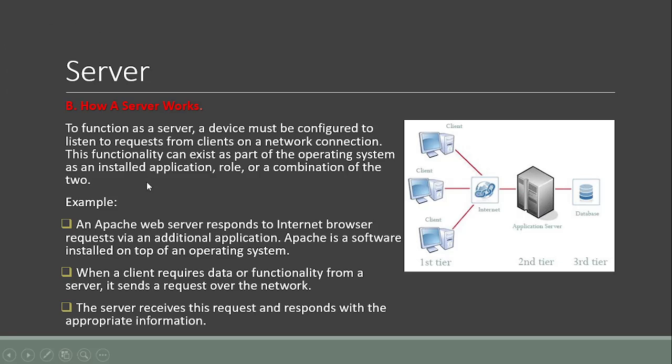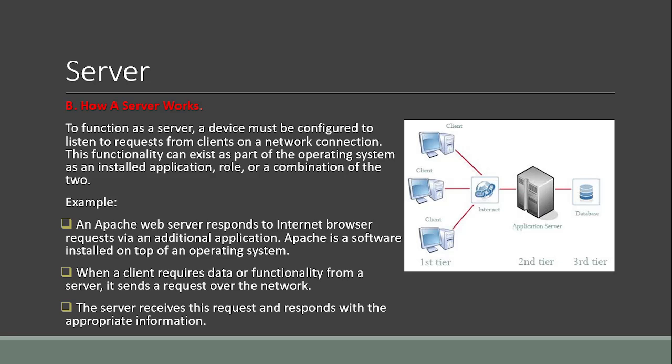It needs to be configured rightly, and that is the reason why sometimes we don't use our local hosting applications on the system, because of the huge configuration it may involve. So instead of this, we purchase a hosting server from a hosting company. An example of this is an Apache web server responding to an internet browser request via an additional application. Apache is software installed on top of an operating system.